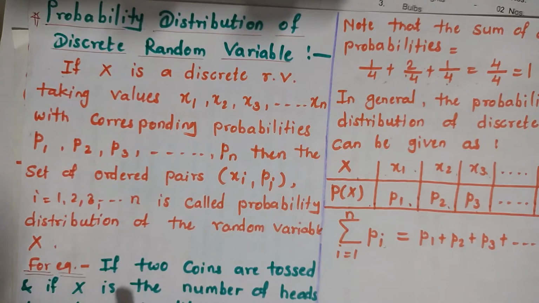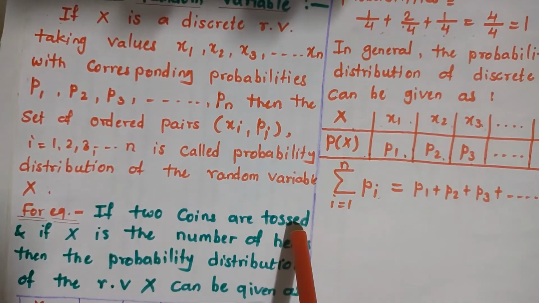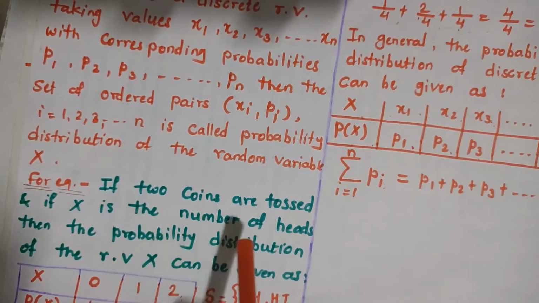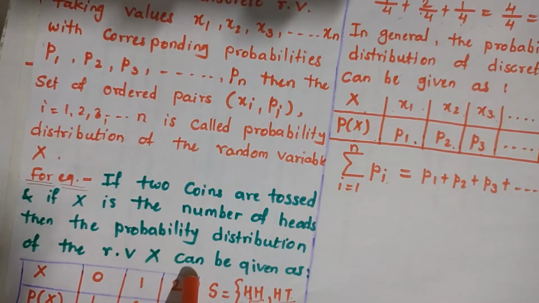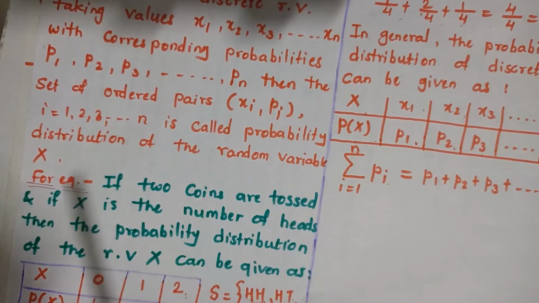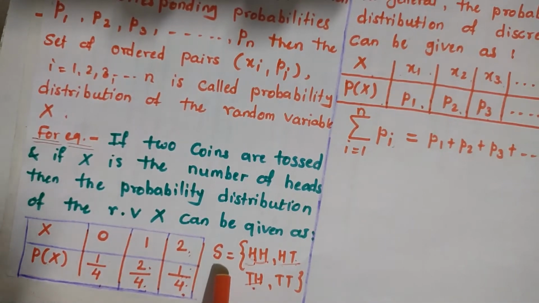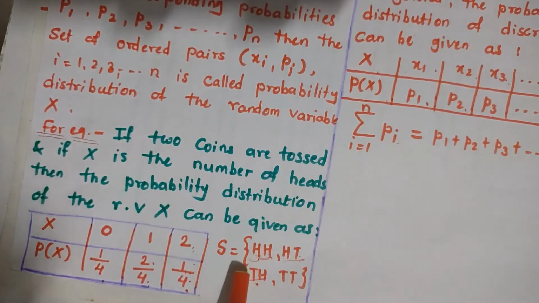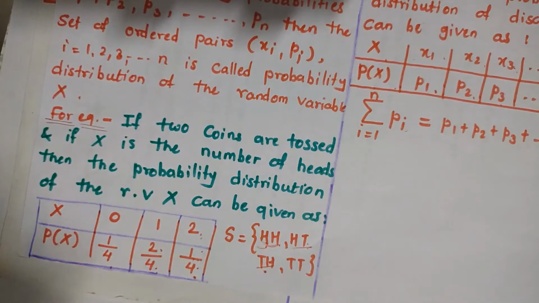For example, if two coins are tossed, and if X, the random variable, is the number of heads, then find the probability distribution of the random variable X. Here the random experiment is two coins are tossed. So first we have to find the sample points. If two coins are tossed, then the sample space S is equal to HH, HT, TH and TT.